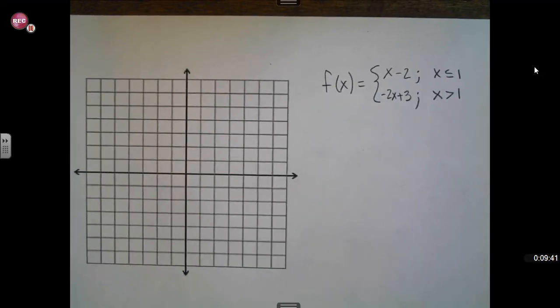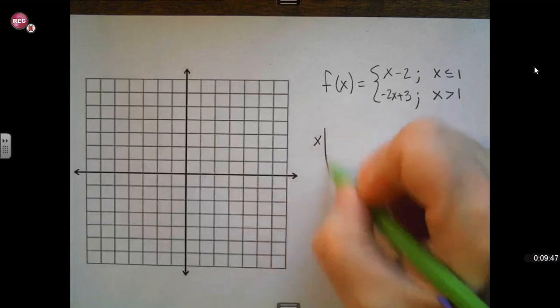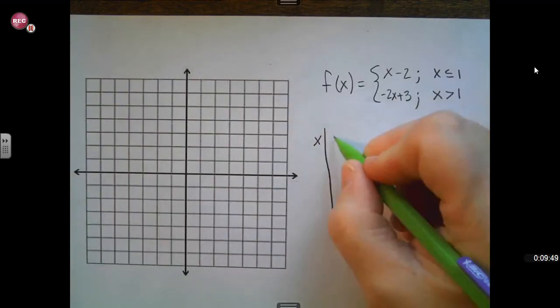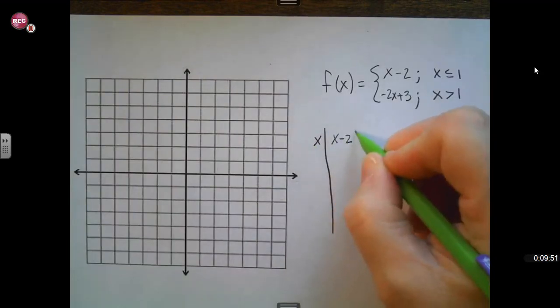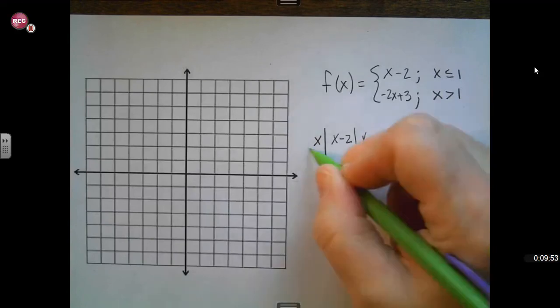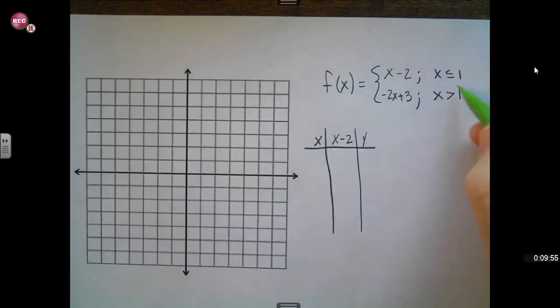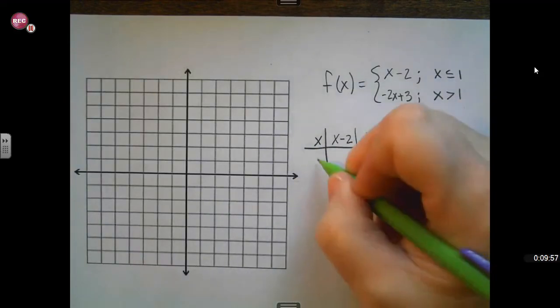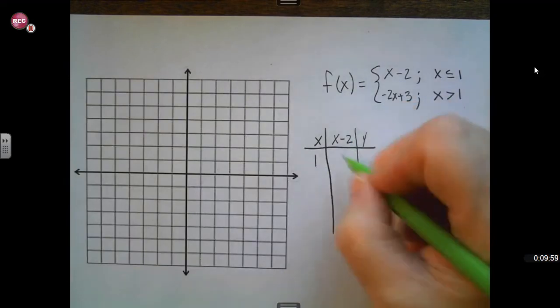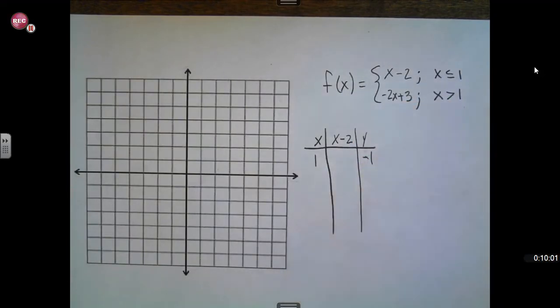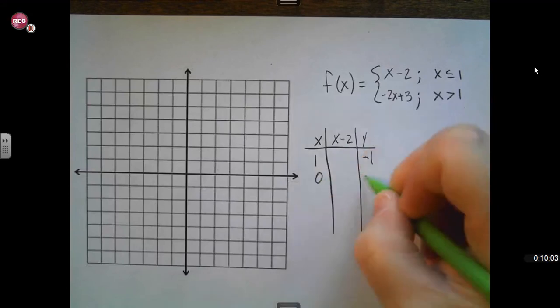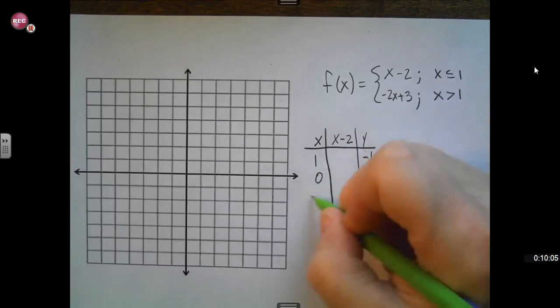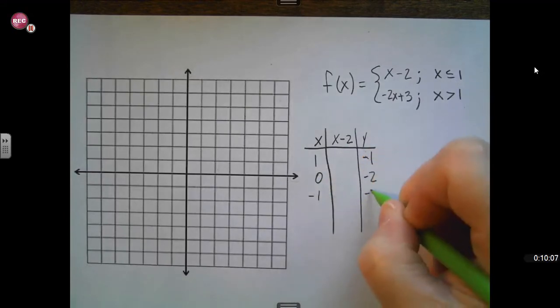There you go. My swing point this time is 1. Okay. So my first defined function is x minus 2, and that's for x less than or equal to 1. I'm going to plug in 1. I get negative 1. I'm going to plug in 0. I get negative 2. I'm going to plug in negative 1 to get negative 3.